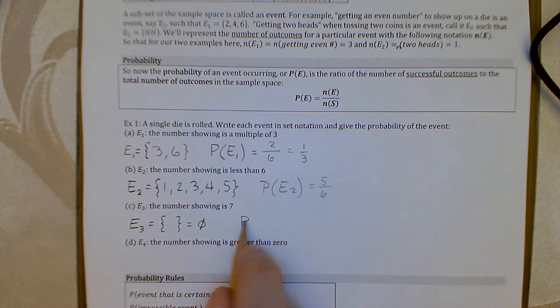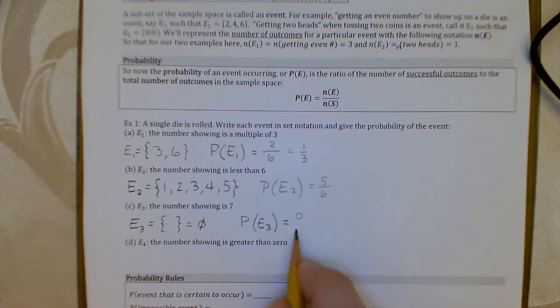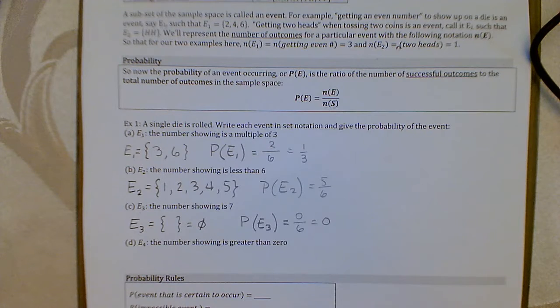All right, and so then the probability of event 3 happening is there's 0 ways that can happen, over 6 total ways, or simply 0, because obviously a standard die does not have a 7 on it, so it's not possible.